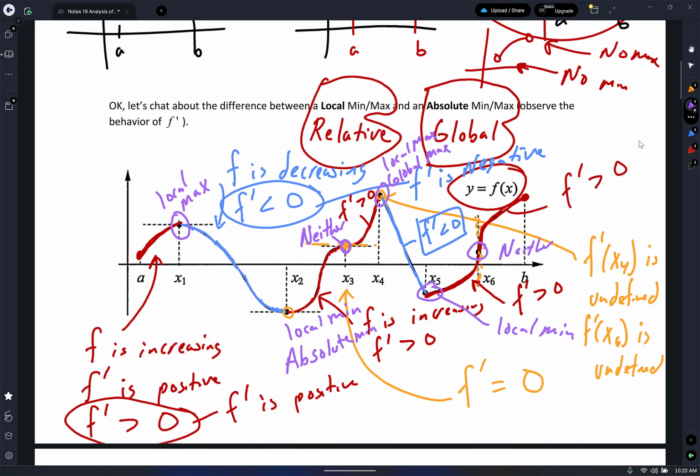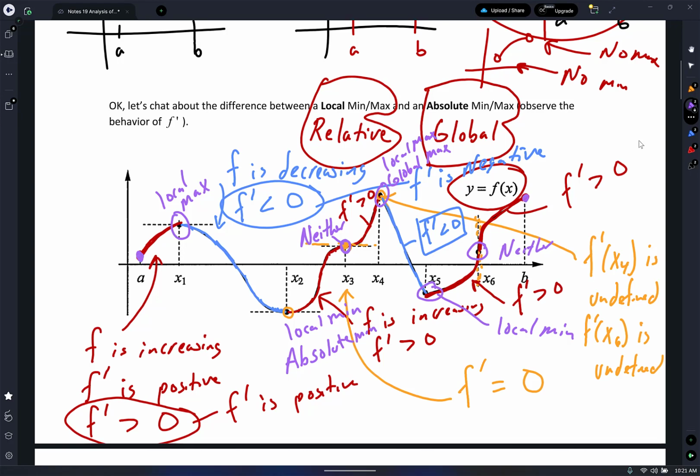There's a lot of controversy in the calculus world about endpoints. They always say, can endpoints be max or mins? Can they be absolute? Can they be local? There's always arguments. If it's a closed interval, endpoints can absolutely be global and local, in my opinion.